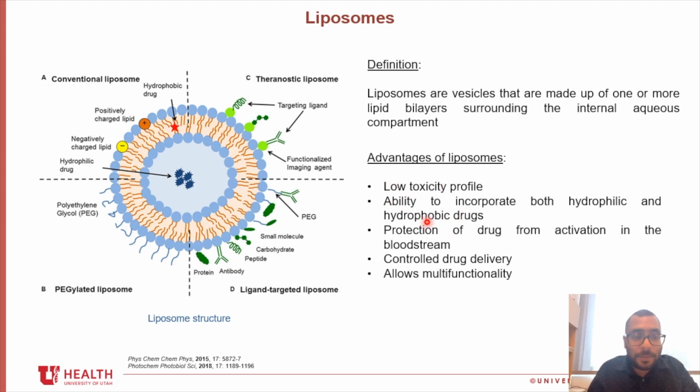The advantages of liposomes are that they have a low toxicity profile. They have the ability to incorporate both hydrophilic and hydrophobic drugs. It protects the drug from activation in the bloodstream because the drug is protected inside these layers. And we can do multifunctionality with liposomes, which means that you can attach all different kinds of things such as proteins, antibodies, imaging agents, targeting agents, that we've already talked about in the last lecture, on the surface of these liposomes to improve their accumulation at the targeted site.